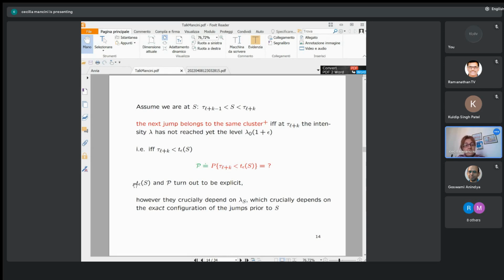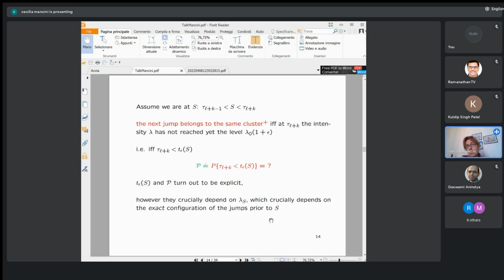Now, it turns out that T epsilon S and P are explicit functions of the parameters of the Hawkes process, the exponential Hawkes process. But they also depend on lambda S, so on the level reached by the intensity at time capital S. But lambda S depends crucially on the exact location of the jumps up to time capital S.